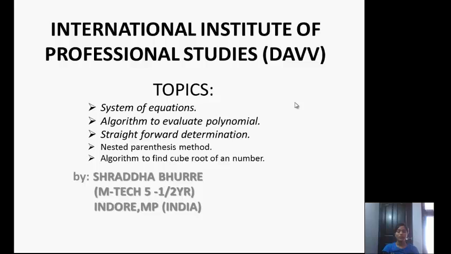Design, system of equation, algorithm to evaluate polynomial, straightforward determination, nested parenthesis method, and algorithm to find cube root of a number by bisection method or false position method.